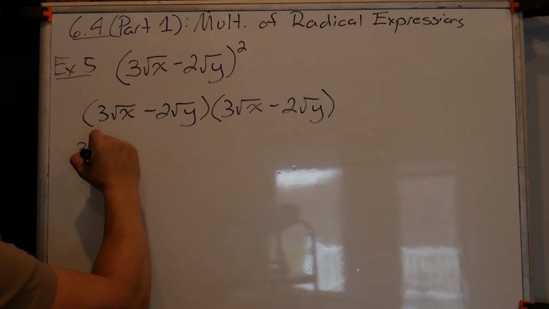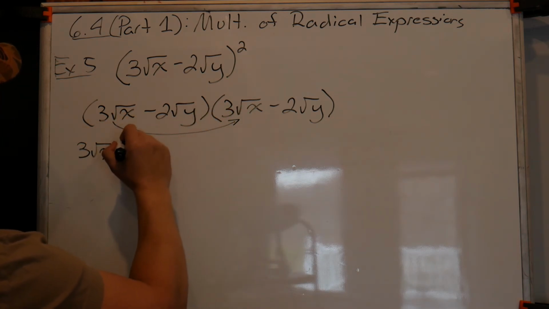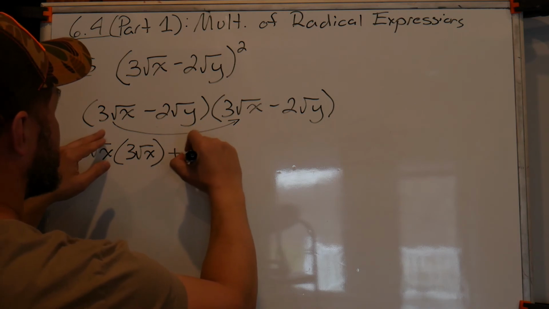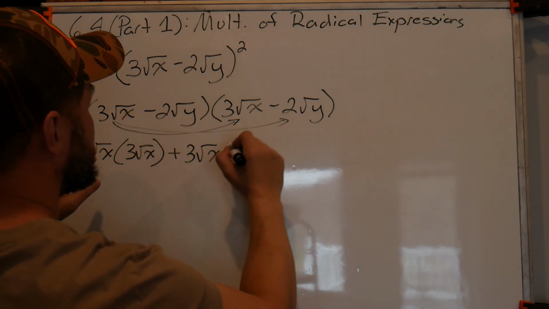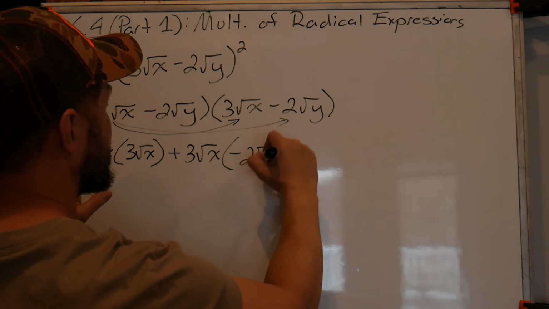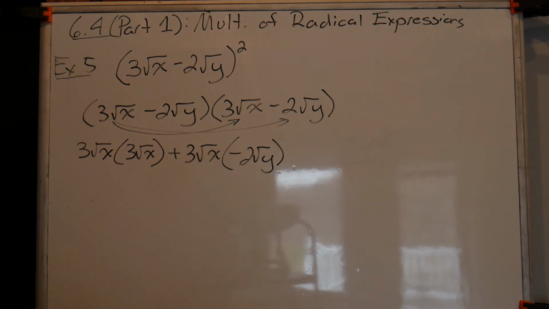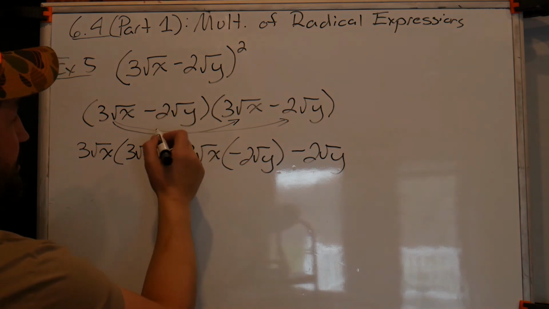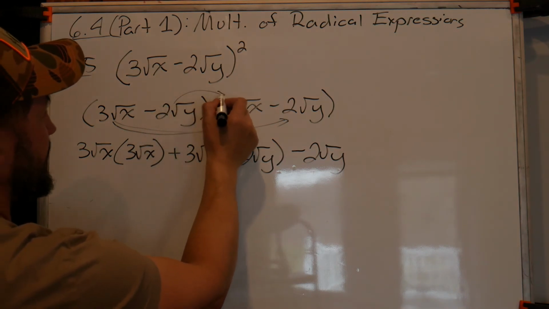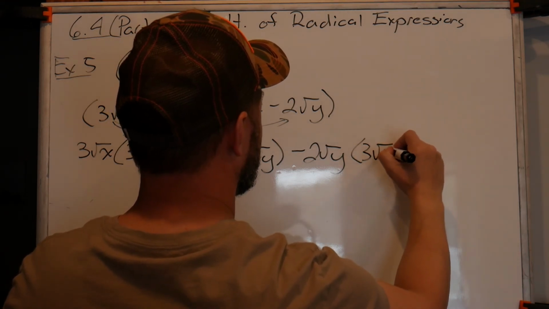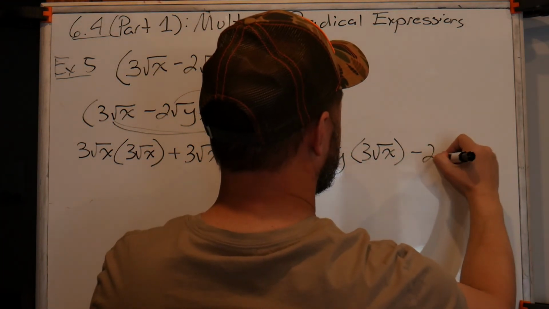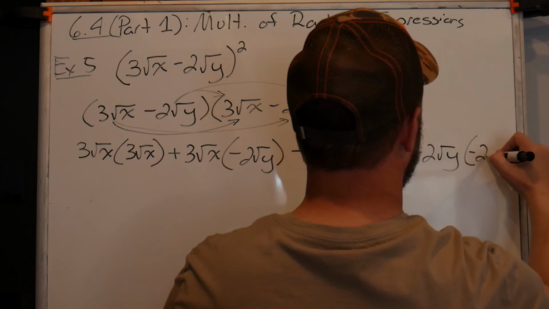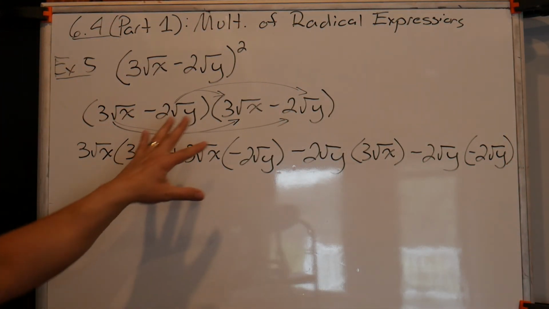I'm going to take my 3 times square root of x, and I'm multiplying it by itself. Then I'm going to take 3 square root of x and multiply it by a negative 2 square root of y. Or you could skip that and say you know you're going to have a negative. Then I'm taking a negative 2 square root of y here and multiplying by a positive 3 square root of x. And then I'm taking my negative 2 square root of y, and I'm going to multiply by a negative 2 square root of y. That's expanded.